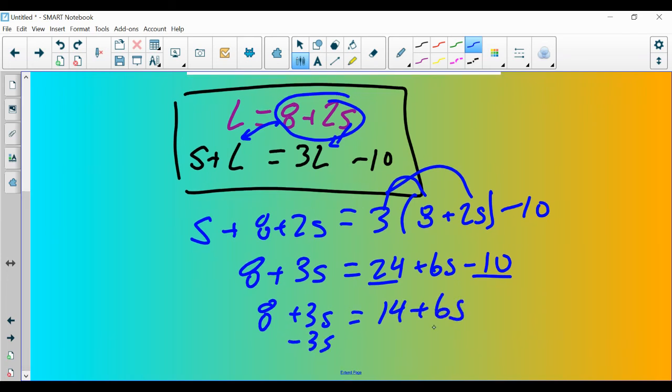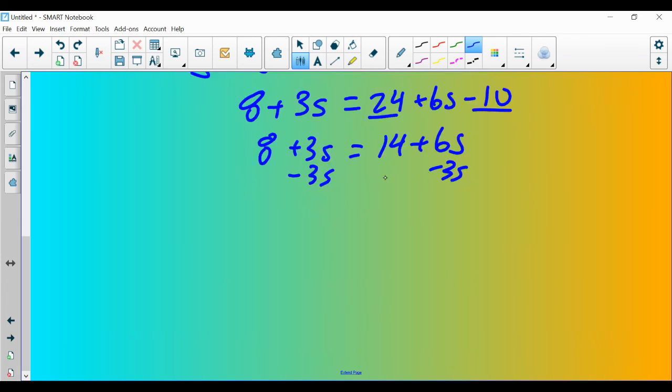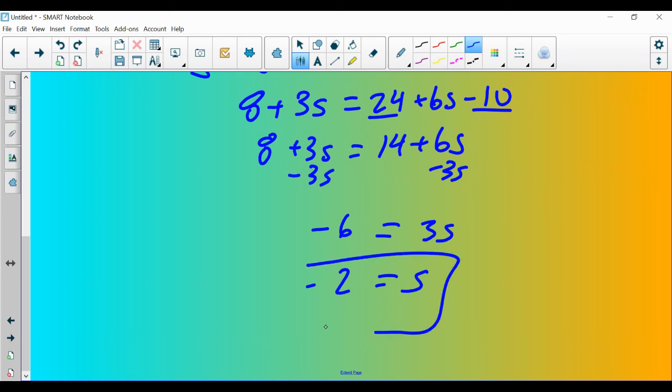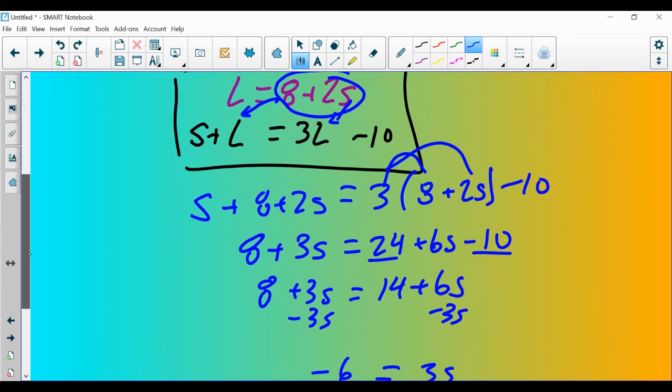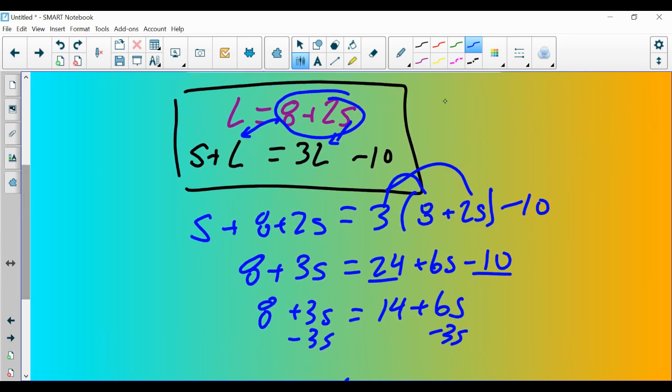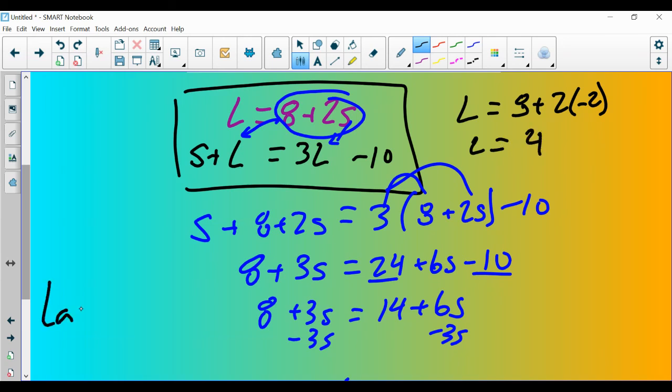Carrying on, minus 3s, minus 3s. So I'm going to get a 3s over here, and I'm going to subtract a 14 to get negative 6. So s is equal to negative 2. That smaller number, hopefully, is negative 2. Let's go ahead and use that to get the larger number. If I plug in a negative 2 here, I would have the larger number is 8 plus 2 times negative 2. The larger number is 4. So the larger number is 4, and the smaller number is negative 2.